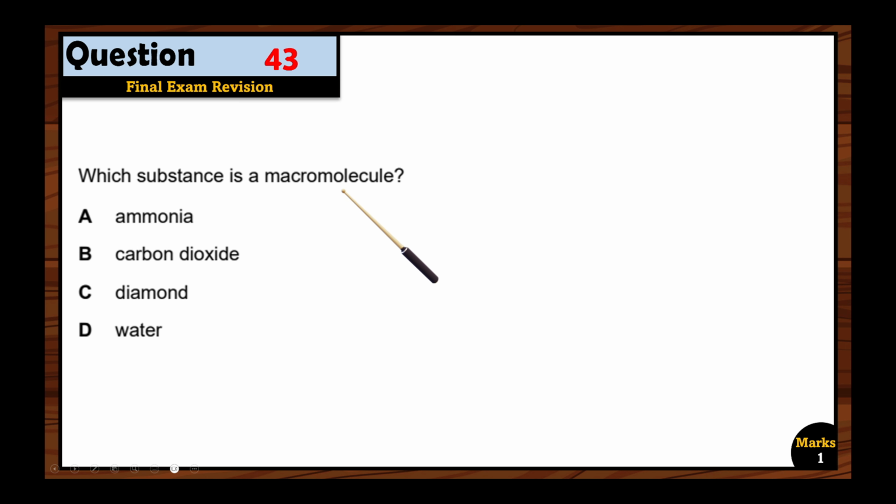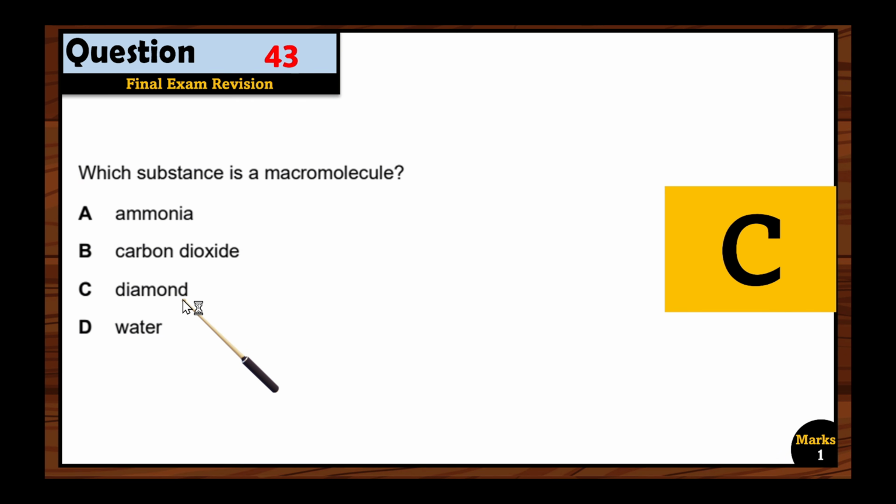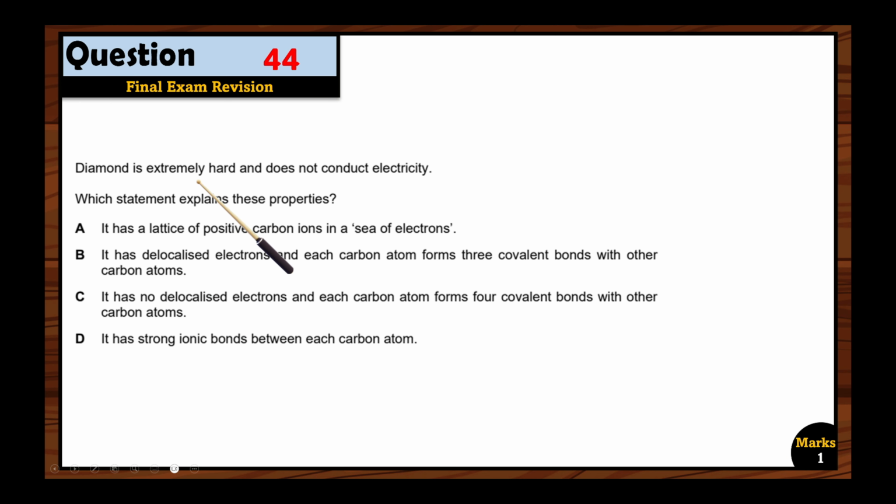Question 43. Which substance is a macromolecule? Now see, ammonia and carbon dioxide are simple compounds, right? Covalent compounds. Water is a simple covalent compound. Only diamond is left here, so option C is correct.